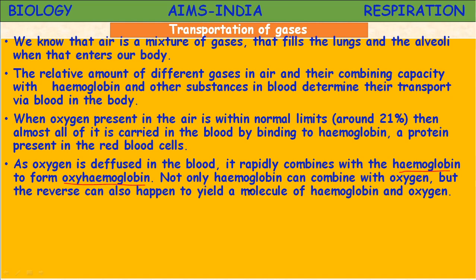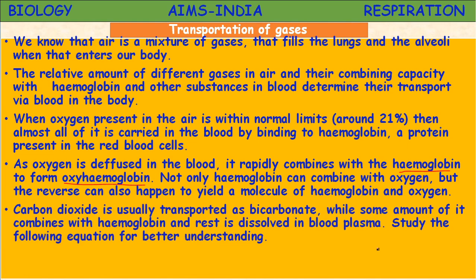Not only can hemoglobin combine with oxygen, but the reverse can also happen to yield a molecule of hemoglobin and oxygen. The meaning is, oxygen can combine with the hemoglobin and form oxyhemoglobin, and at the same time that oxyhemoglobin can break into hemoglobin and oxygen also.